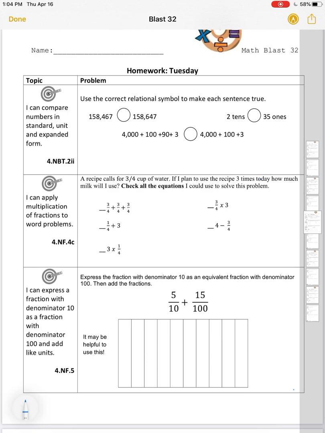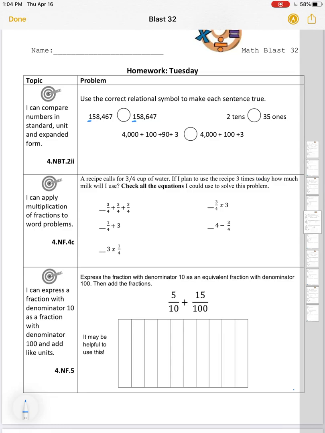Math Blast 32, Tuesday. I can compare numbers in standard, unit, and expanded form. Use the correct relational symbol to make each sentence true. At first, I'm seeing two numbers that are written in standard form. Each digit is represented in its own place value. So I'm going to compare those digits starting with the greatest unit.